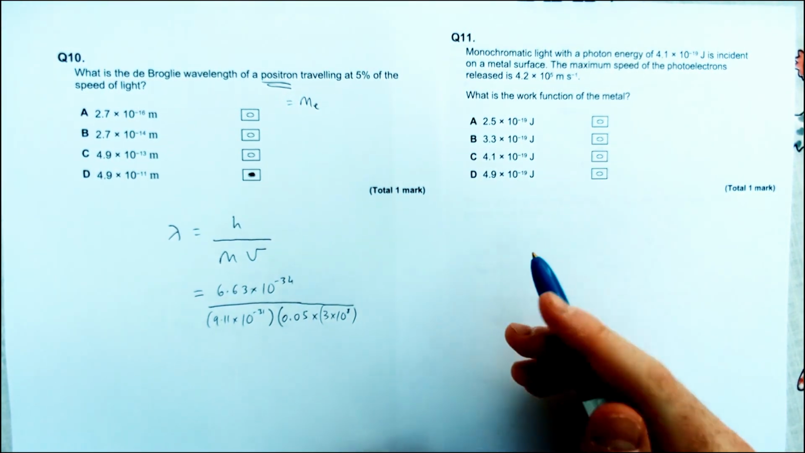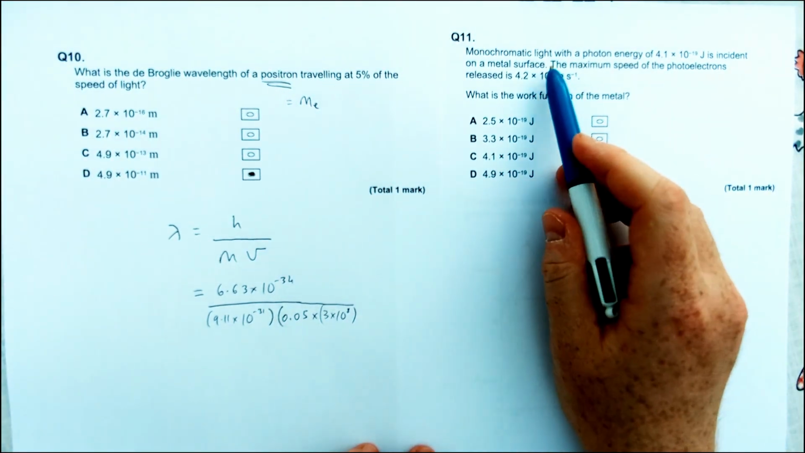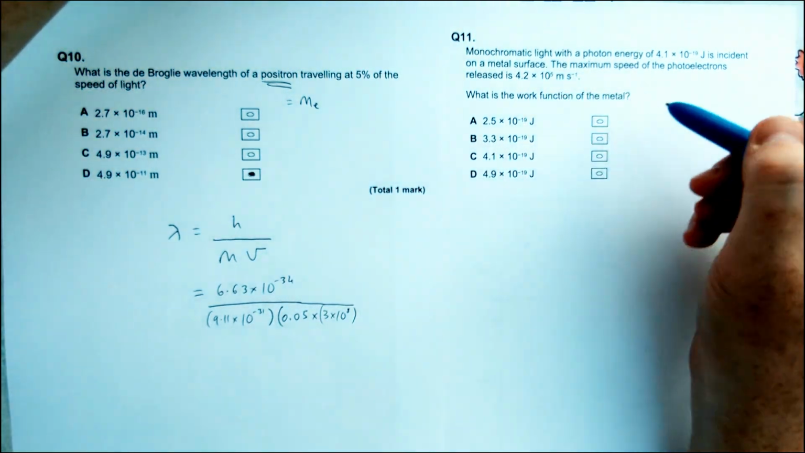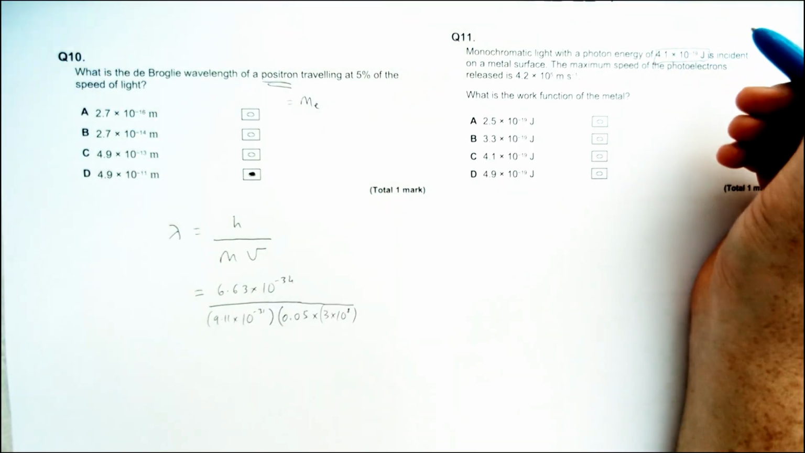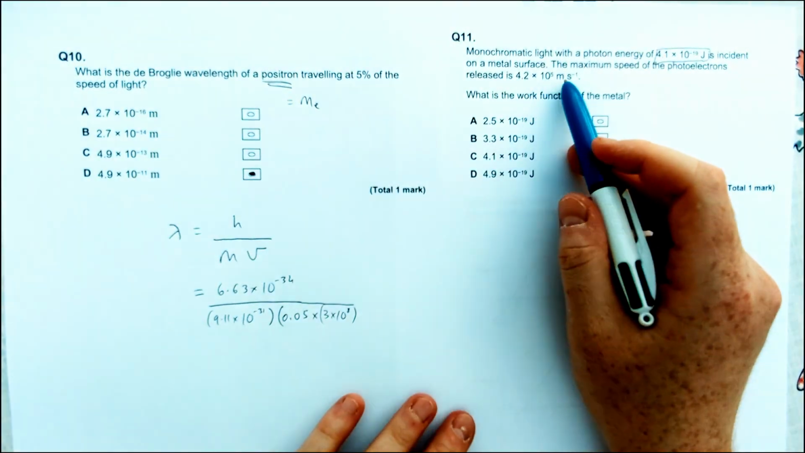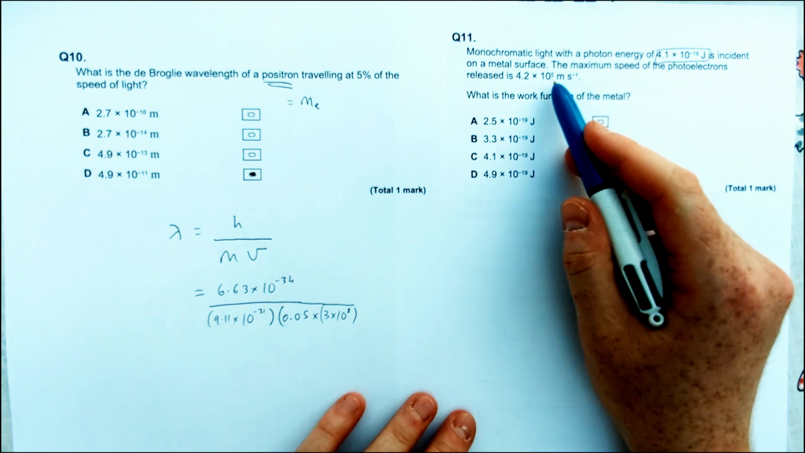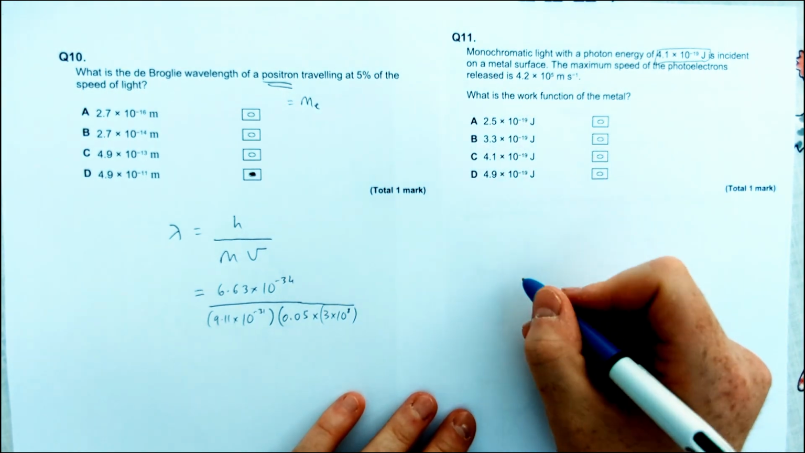Next, we've got a couple of questions about the photoelectric effect. For this question, it says monochromatic light with a certain energy, 4.1 times 10 to the minus 19, is incident on a metal surface. The speed of the electrons that get emitted is 4.2 times 10 to the 5.